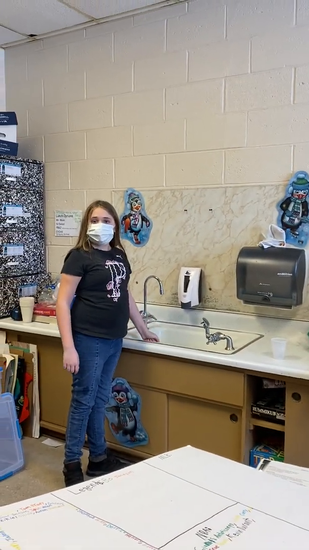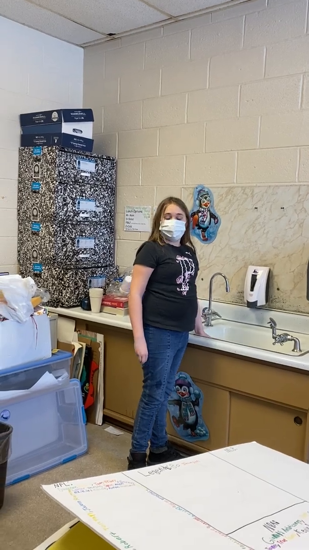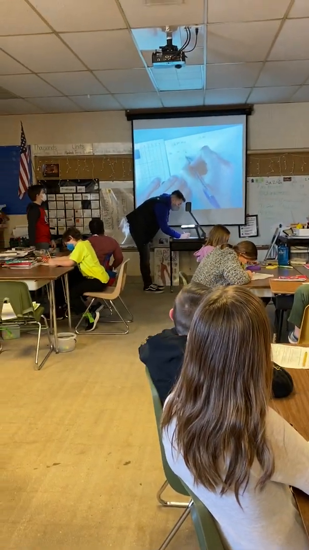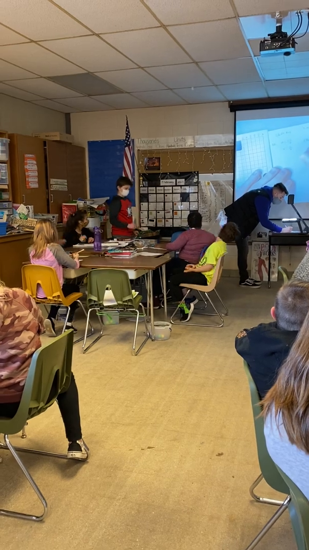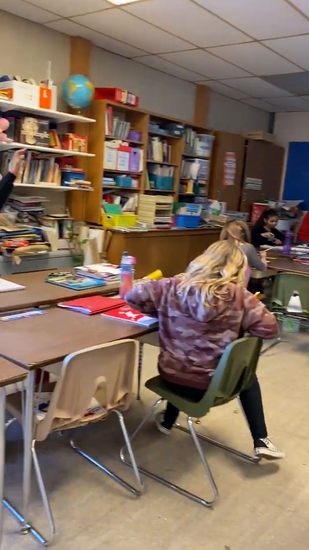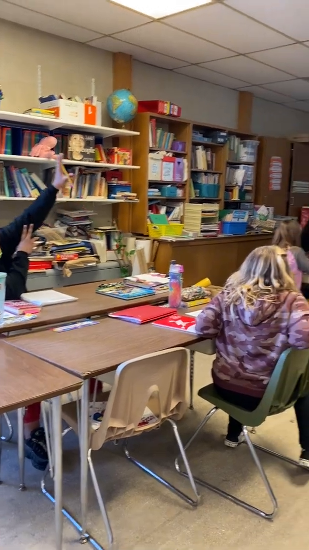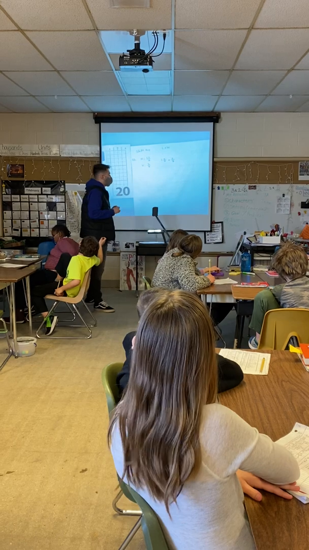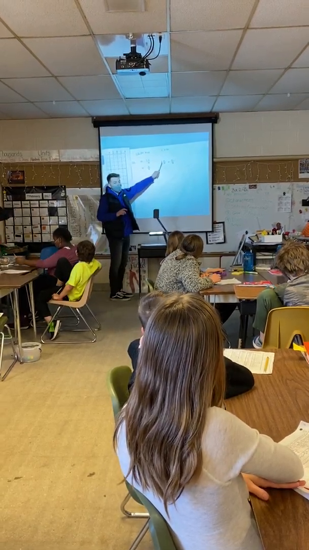Yes, Landon? 5/8. 5/8? Because you're looking at right here, right? 2, 4, and then 1. 5/8. Very good. Okay. So after that we have 1 and 5/8. So what do we got to do first? Izzy? Make it an improper fraction. What do we call this? Mixed number. A mixed number, okay?